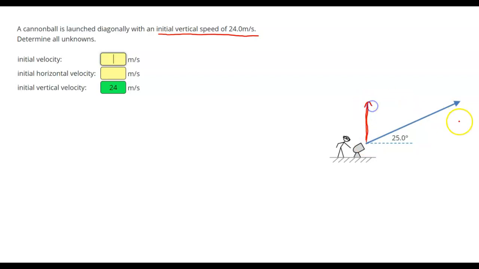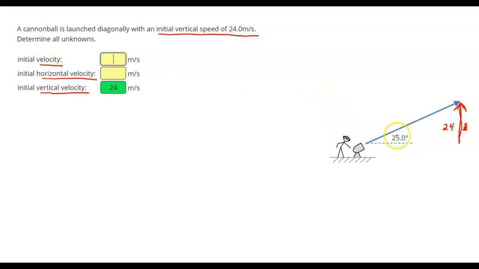They're saying this portion of the velocity is 24 meters per second. And they're not telling us what the hypotenuse is, so we need to figure out what the other two sides of this triangle are. They didn't give us the initial velocity. They gave us the initial vertical velocity. We can plug that in right away. They're asking us to find the horizontal velocity and the initial velocity overall.